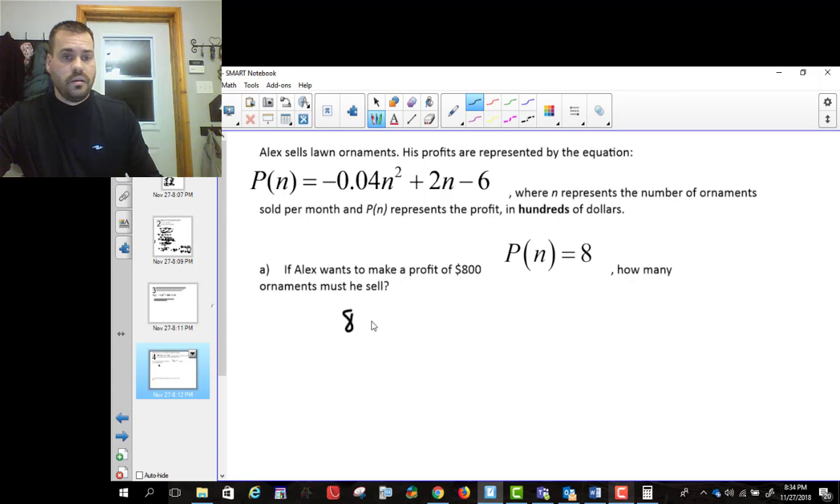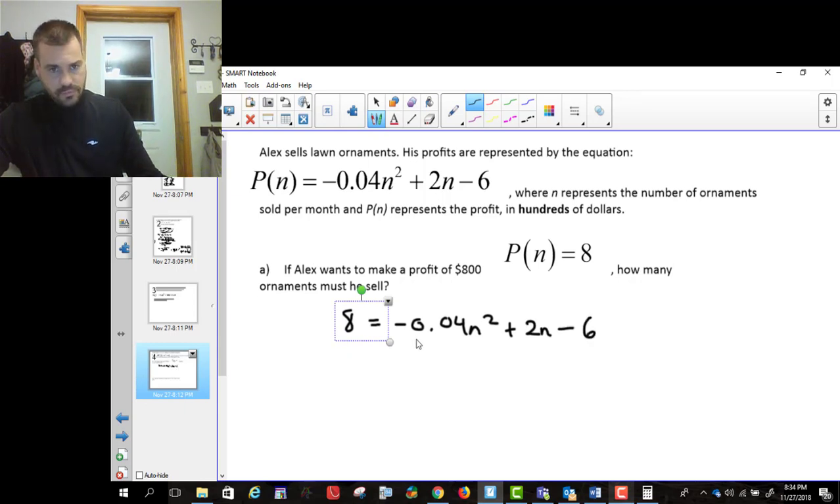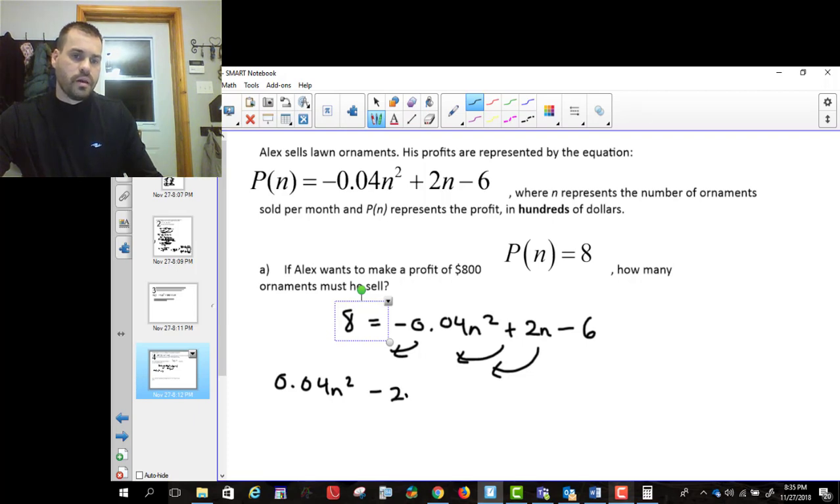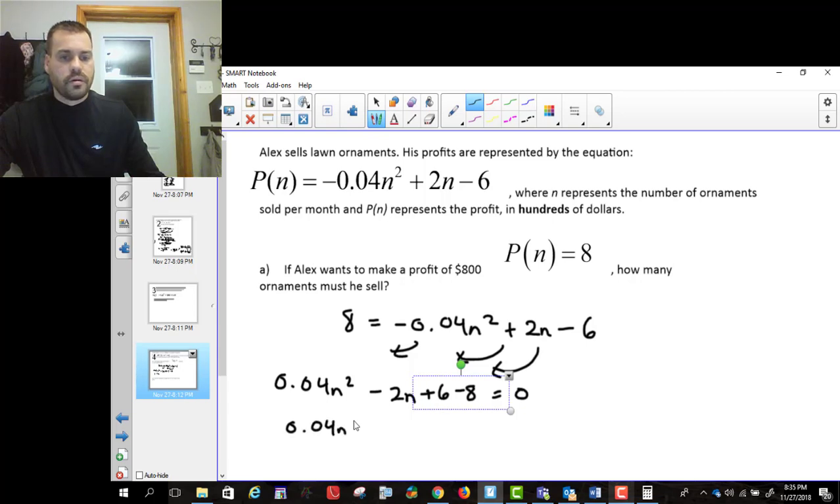So we go 8 equals minus 0.04 n squared plus 2n minus 6. And again, I'm going to bring everything over that way because I like having a nice positive number in front of my n squared. It doesn't make a difference really. I just like to do it that way. So I'm going to have plus 6 minus 8 equals 0. So that's going to give me 0.04 n squared minus 2n minus 2 is equal to 0.